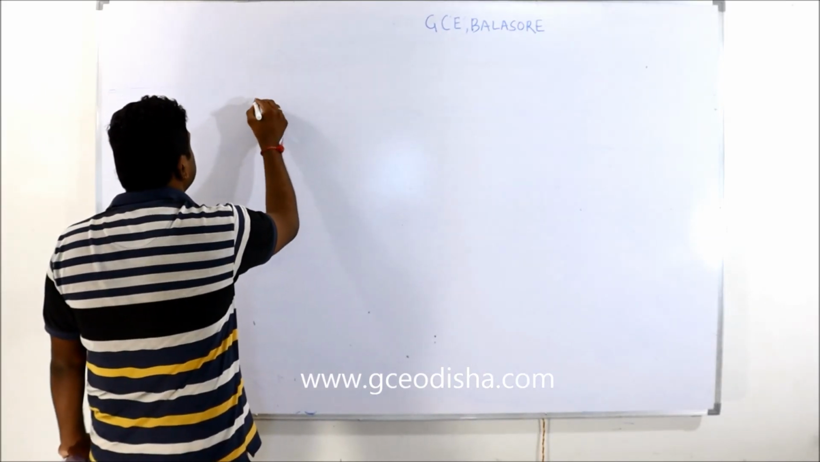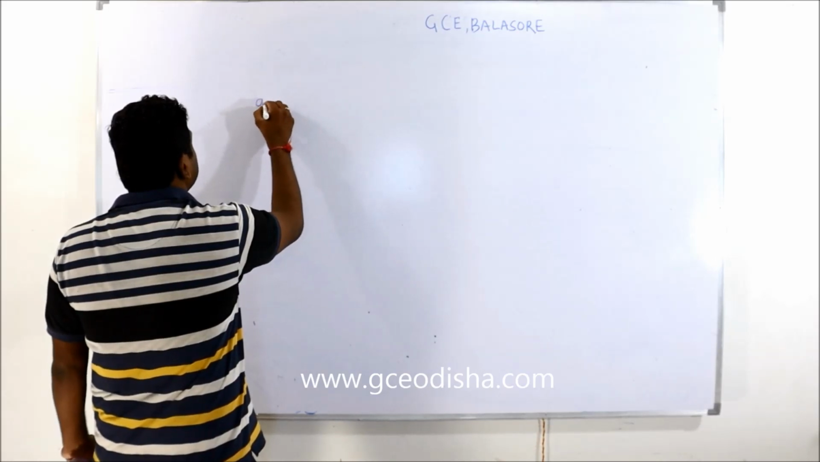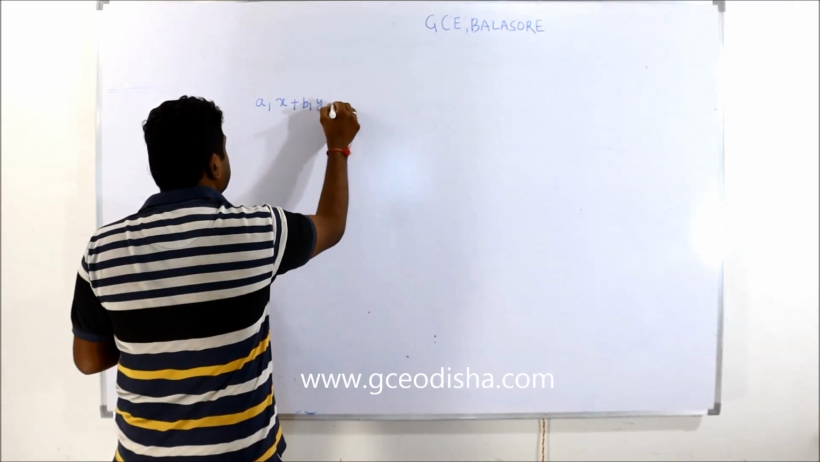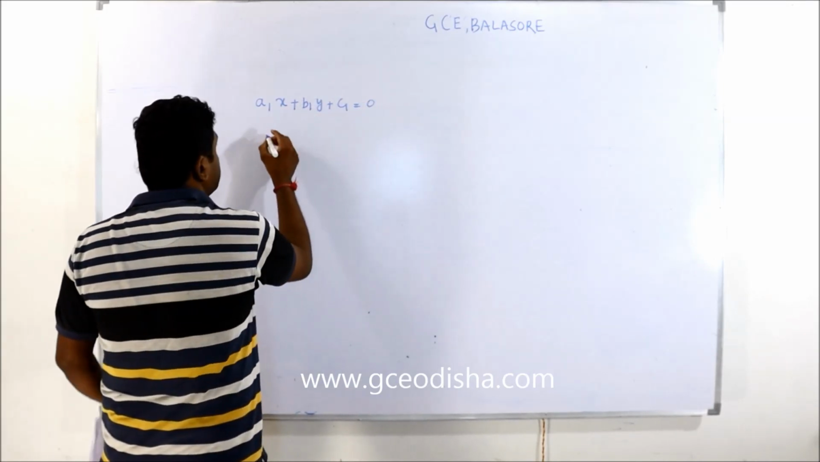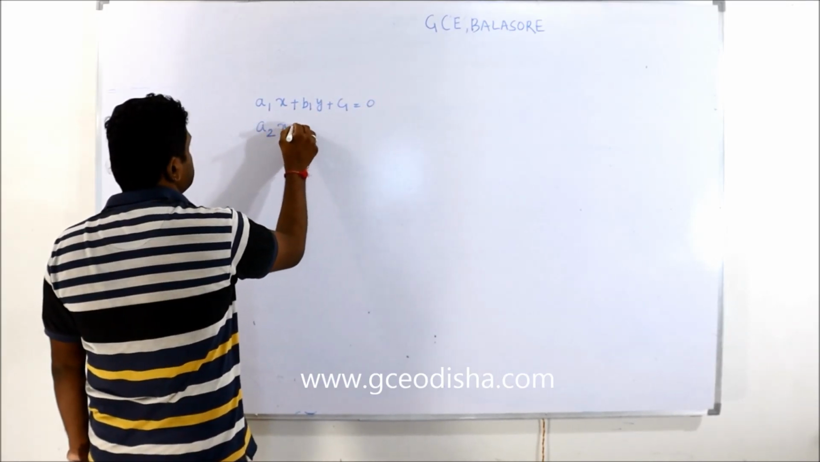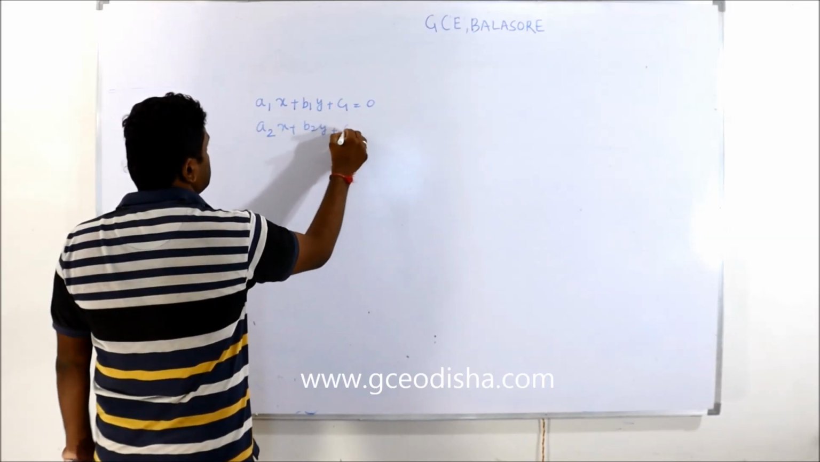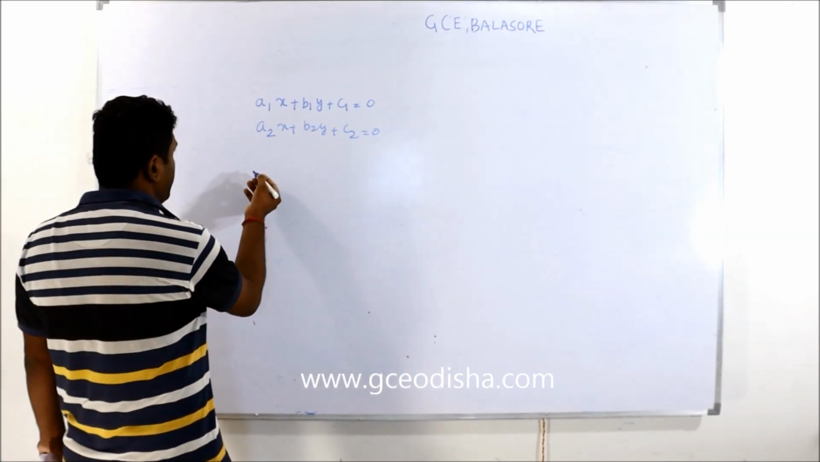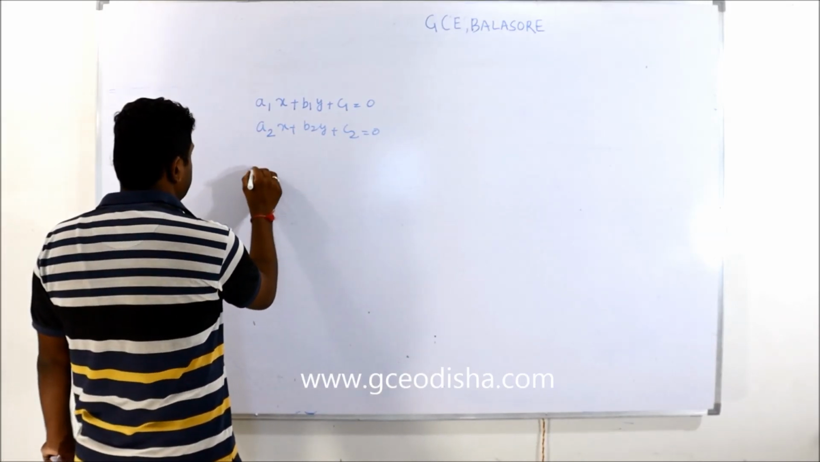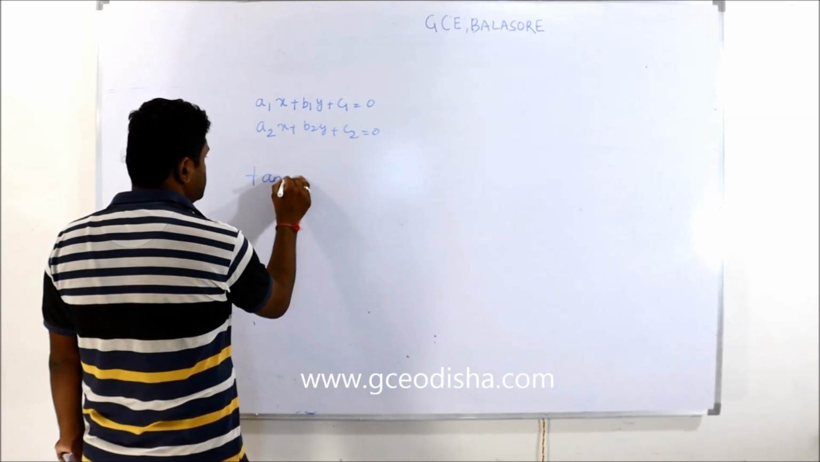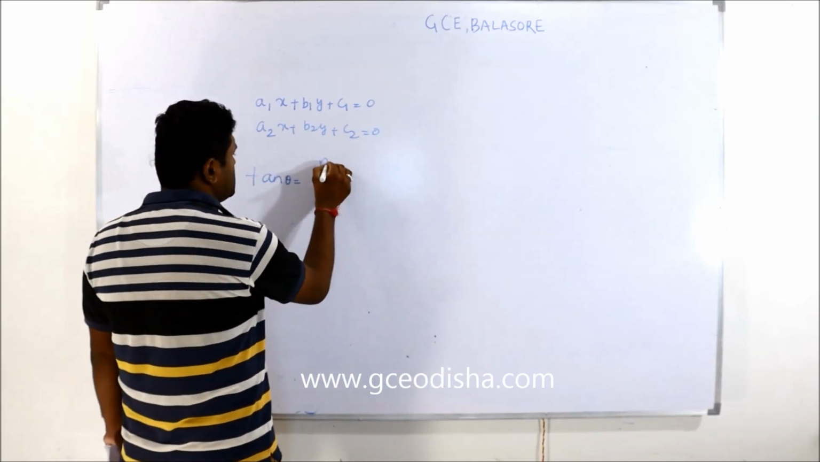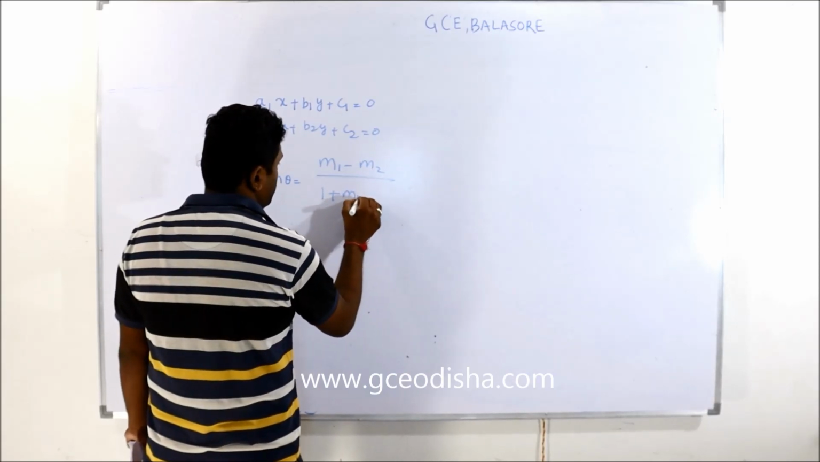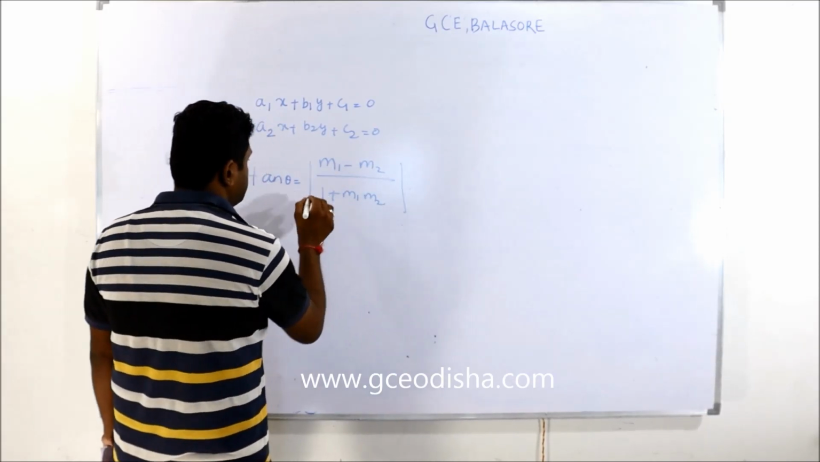They give one straight line, a1x plus b1y plus c1 is equal to 0, right? Another equation is there, a2x plus b2y plus c2 is equal to 0. These two equations are given. They ask you to find the angle between the two lines. As we know, in the previous class I told you that tan theta is equal to m1 minus m2 whole divided by 1 plus m1 m2, right?